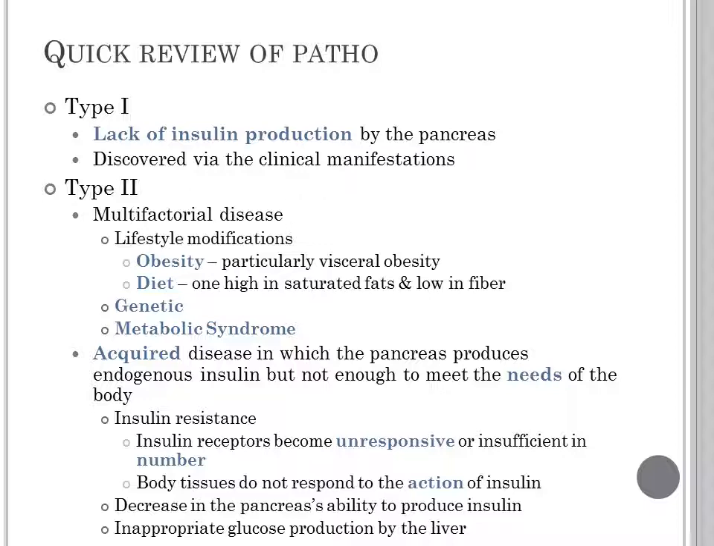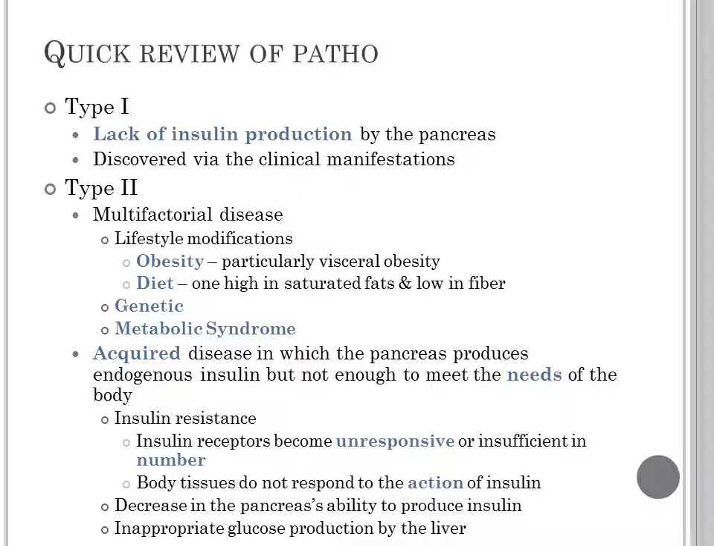Although we're still talking about inappropriate glucose or insulin secretion by the pancreas, type 2 is a multifactorial disease, which means it's not as cut and dry as an autoimmune disease, where this is what you have to do. Type 2, you can do a couple things to prevent, and once you're diagnosed with type 2 diabetes, there's some stuff you can do to reverse the disease.